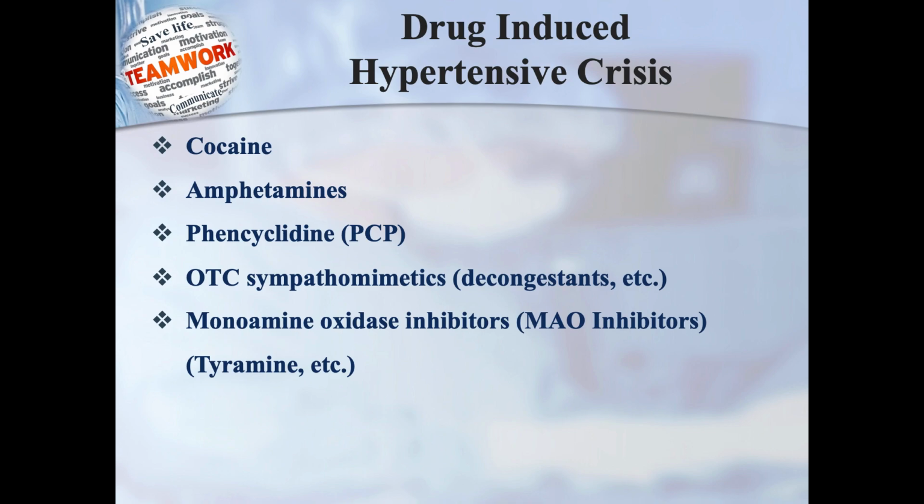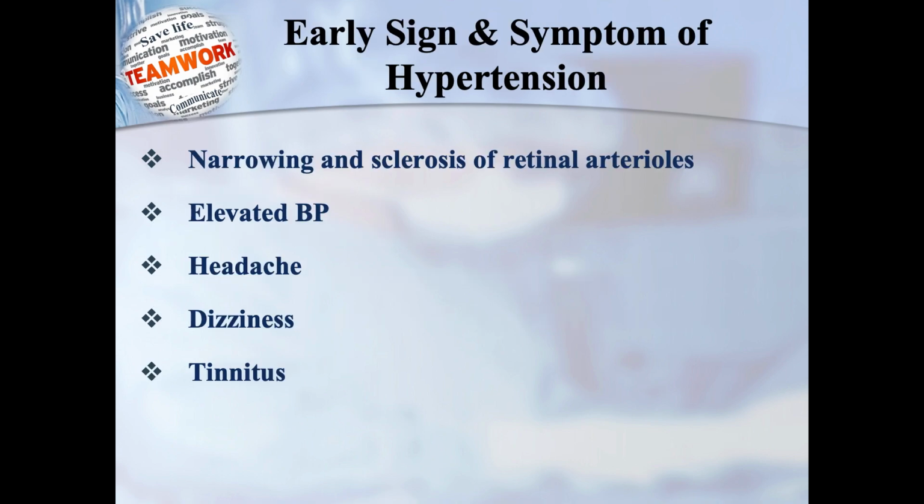Drug-induced hypertensive crisis is another issue of importance that we have to consider. Drugs and substances such as cocaine, amphetamine, PCP, appetite suppressants, fen-phen, which is now pulled off the market because it was causing significant pulmonary hypertension, over-the-counter sympathomimetic drugs such as decongestants, and monoamine oxidase inhibitors or MAO inhibitors with tyramine, all can cause hypertensive crisis.